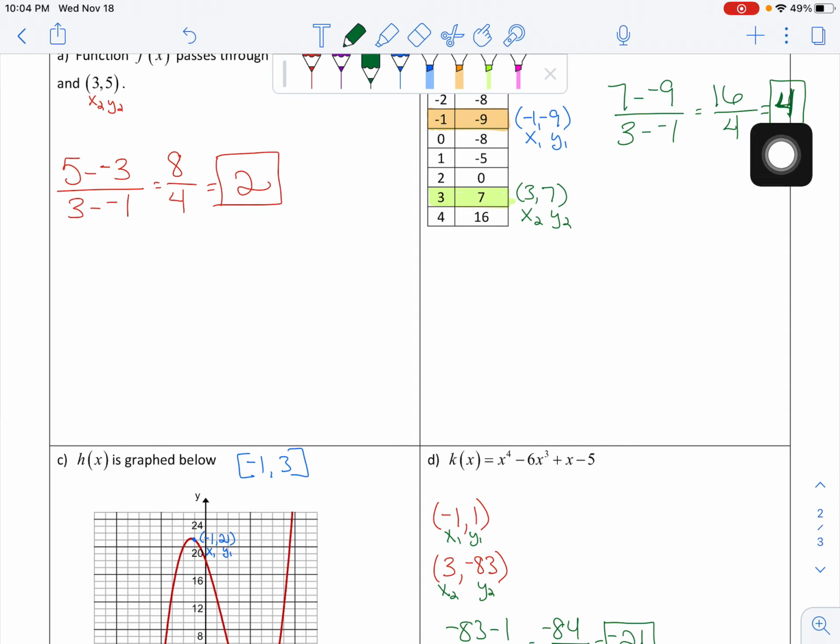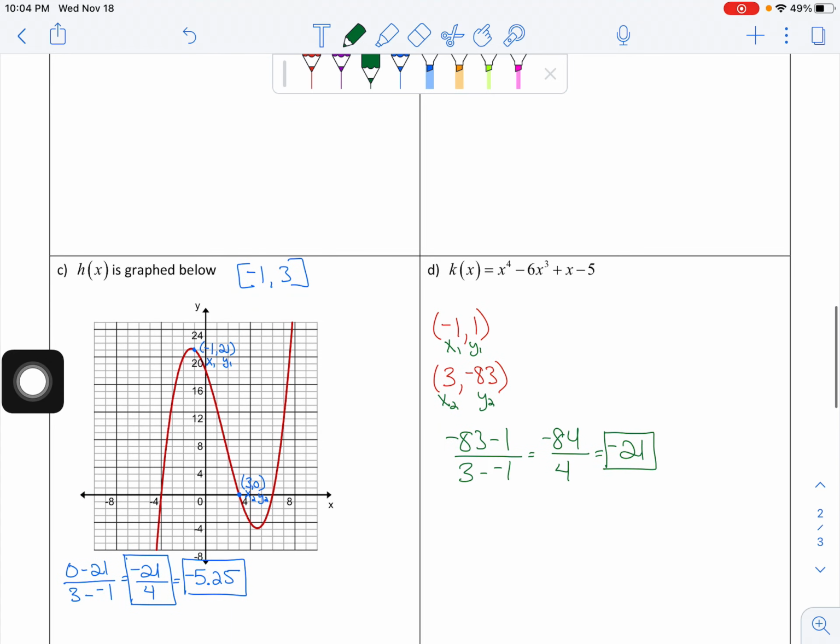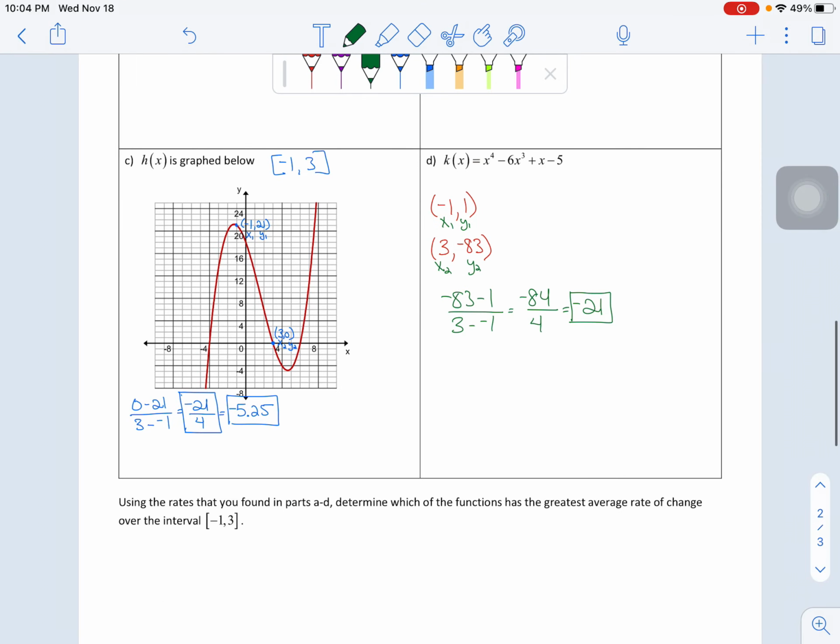So part A, you have a change of 2. Part B, you have a change of 4. Part C, you have a change of 5.25. And part D, we have a change of 21. All right. Let's say you're losing $21 and somebody else is gaining $4, right? There was a plus 4 up here. You losing $21 is a bigger change than them gaining 4. So that's why when we look at this, we want to look at the actual number value, not necessarily the positive or negative part.